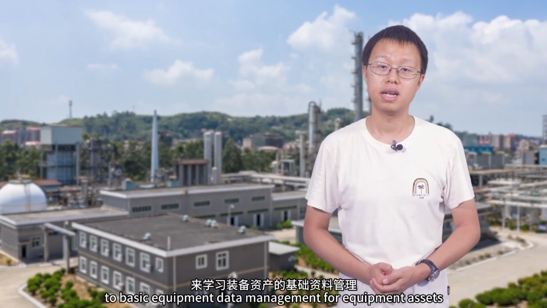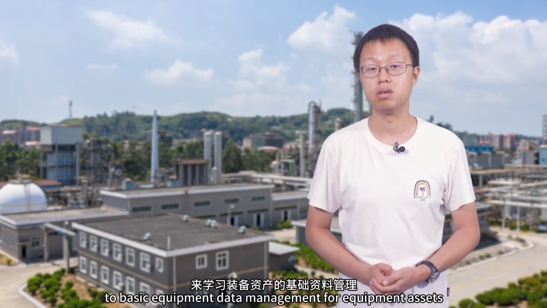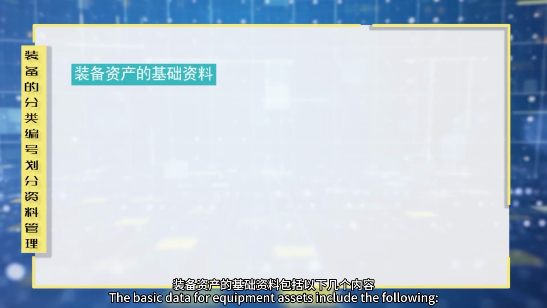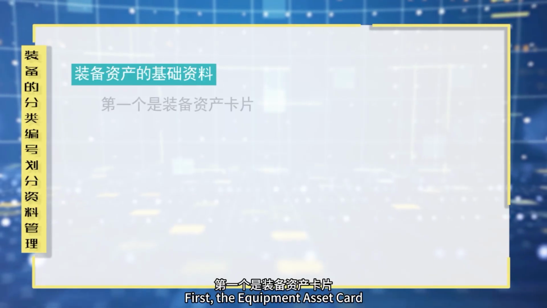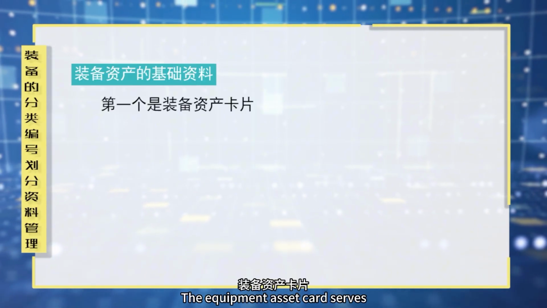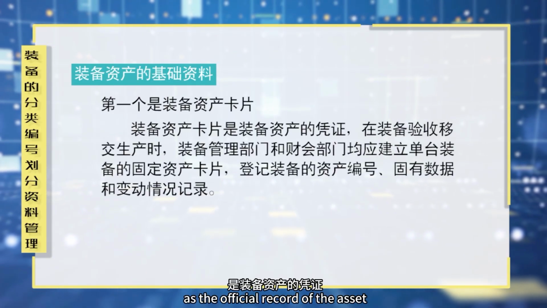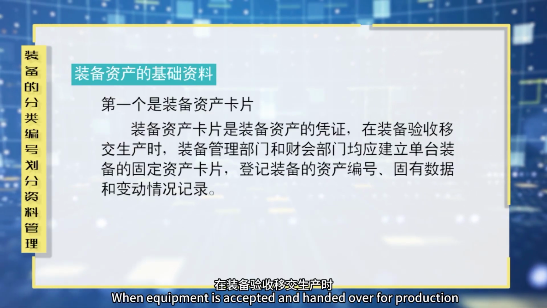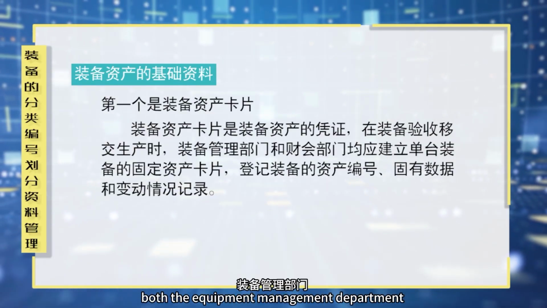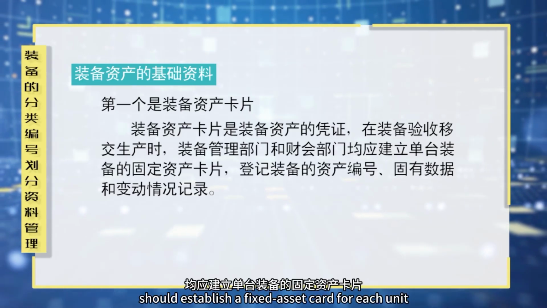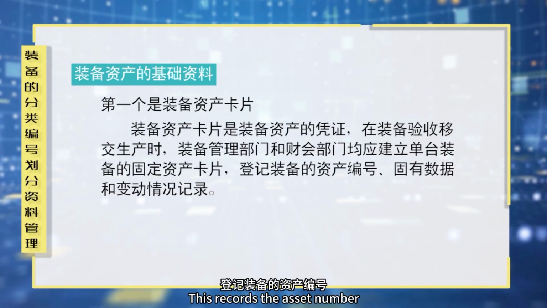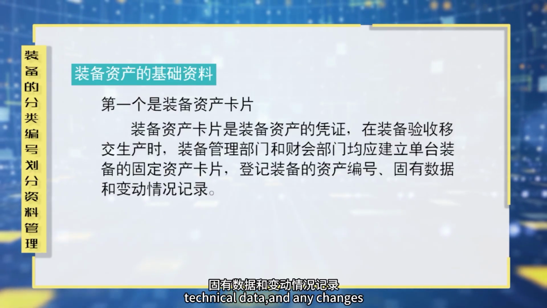Next, let's move on to basic equipment data management for equipment assets. The basic data for equipment assets include the following. First, the equipment asset card. The equipment asset card serves as the official record of the asset when equipment is accepted and handed over for production. Both the Equipment Management Department and the Financial Department should establish a fixed asset card for each unit. This records the asset number, technical data, and any changes.